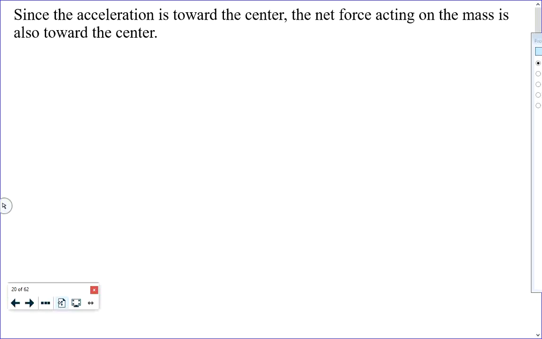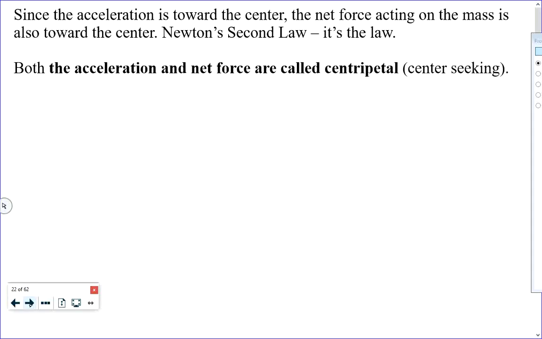And this maybe makes more sense, that if I'm traveling in this direction and I'm being forced in any direction kind of this way, I'm going to speed up. And if I'm forced traveling in this direction, in any direction this way, I'm going to slow down. The force has to be perpendicular to the direction of motion. So what happens is this. I travel in a circle. Bottom line is, if the acceleration is in one direction, so is the net force. That's Newton's second law. So these two things, acceleration and net force, are called centripetal, which means center seeking.